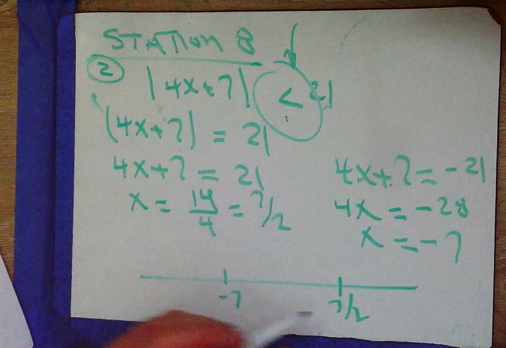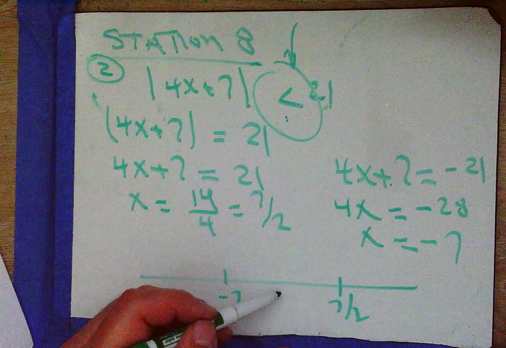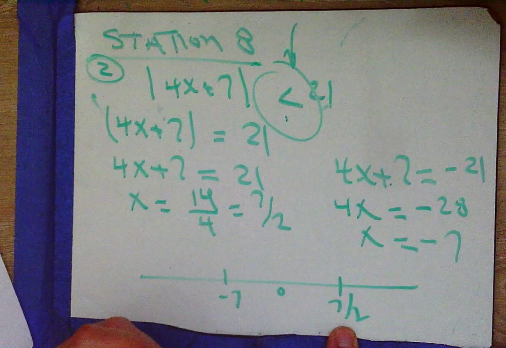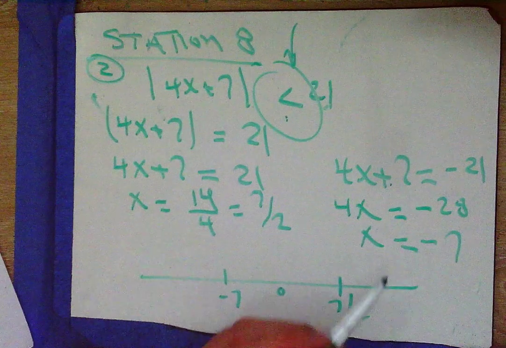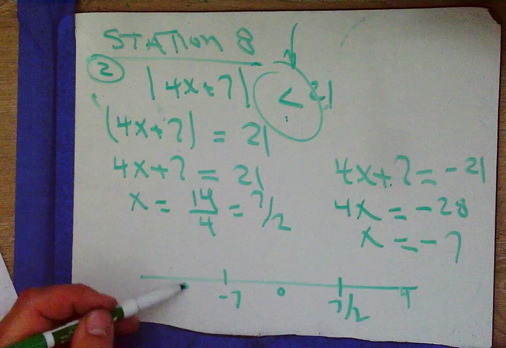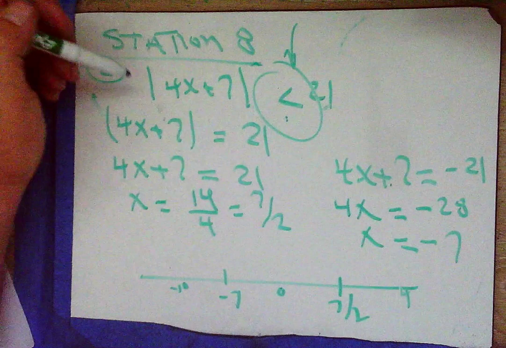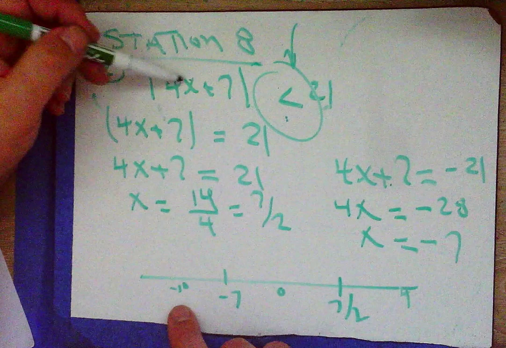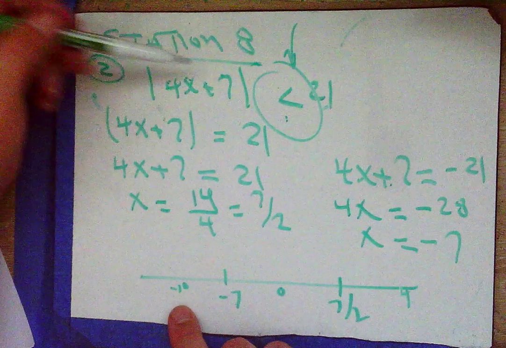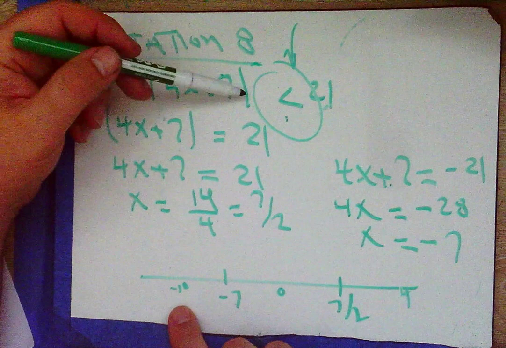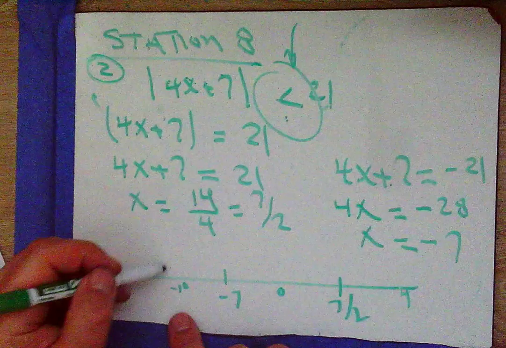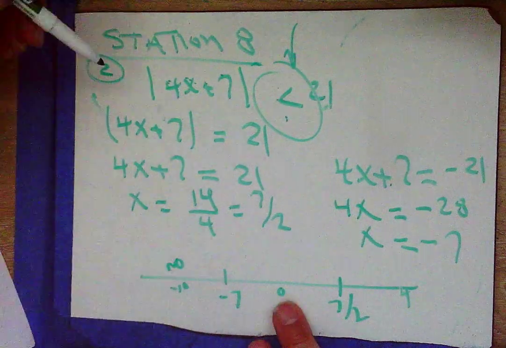So a number between negative 7 and 7/2, well, I like 0 because it's easy to work with. I need a number bigger than 7/2 or 3.5, so I'm going to go with 4. And over here, how about negative 10? All right, so negative 10 times 4 is negative 40. Negative 40 plus 7 is negative 33. The absolute value of negative 33 is 33. Is 33 less than 21? No, it is not.